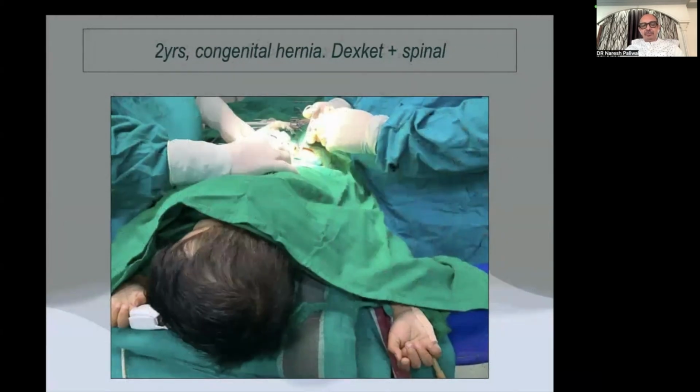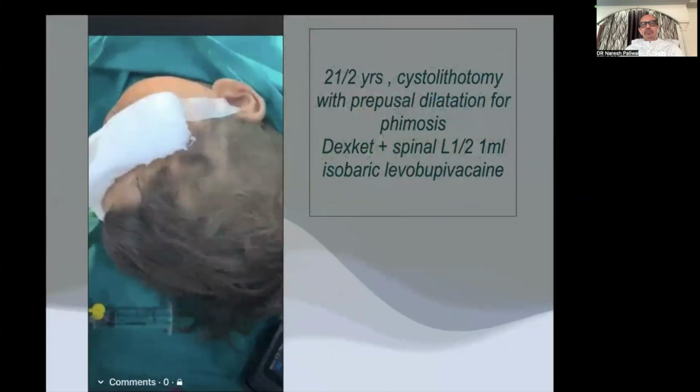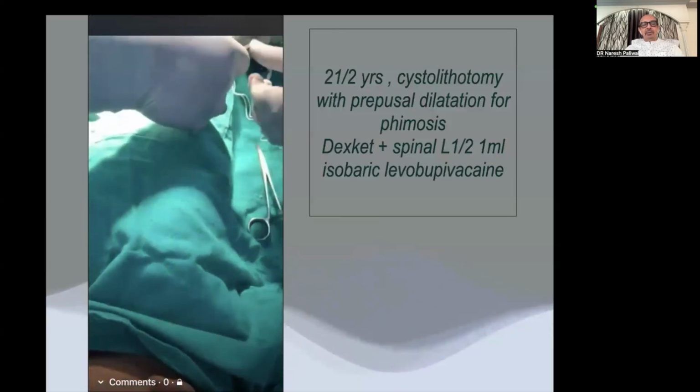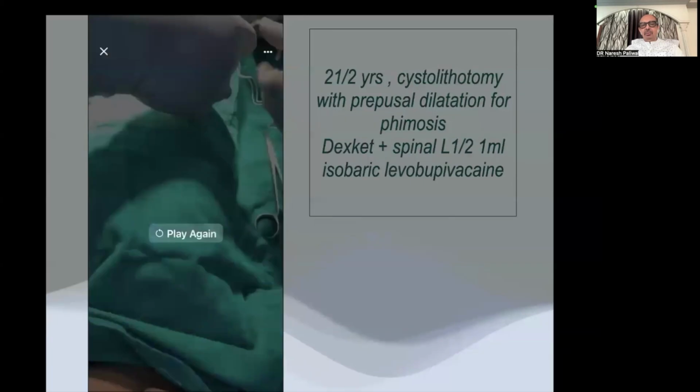Now I'll show some videos. This is very old, some 12-15 years back. A 2-year-old, congenital hernia. It was done under isobaric DexKet plus spinal. This is a 2.5-year-old, hernia repair with pre-procedural dilatation for phimosis. DexKet plus spinal at L1-2, just 1 ml of isobaric levobupivacaine. You can see after DexKet, even O2 supplement is not required most of the time.